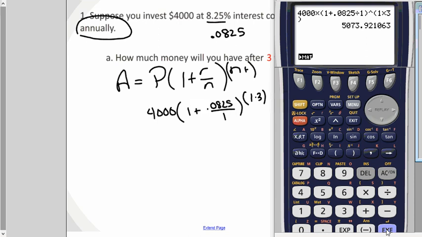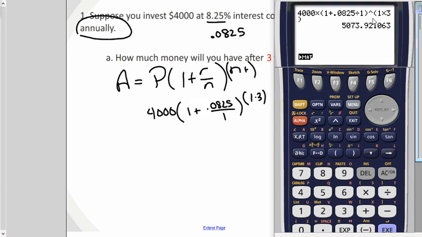There you go. This tells us that at the end of 3 years' time, and we'll want to round this to the nearest penny, we get $5,073.92. Okay. Notice right here, this caret, this little almost half a triangle, is a caret. That just means that we're going to raise something up in the exponents. So that's what this part is right here.